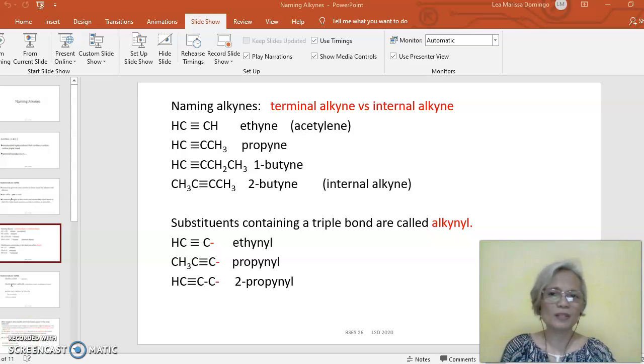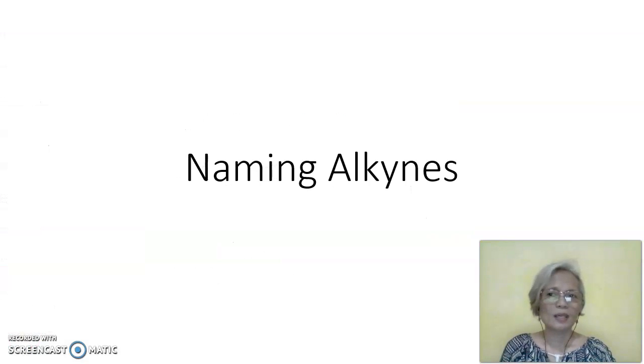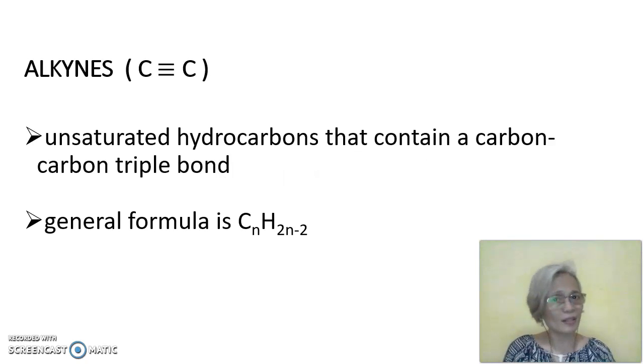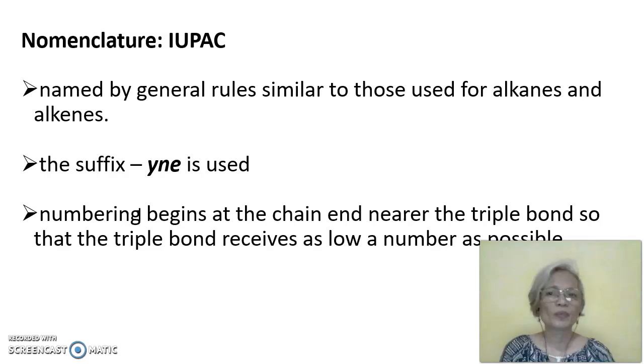Now, this is a presentation on naming alkynes. Alkynes are unsaturated hydrocarbons that contain a carbon-carbon triple bond with the general formula CnH2n-2. So the rules in naming alkynes are also based on the International Union of Pure and Applied Chemistry, where the general rules are similar to those used for alkanes and alkenes. Only this time we use the suffix -yne.